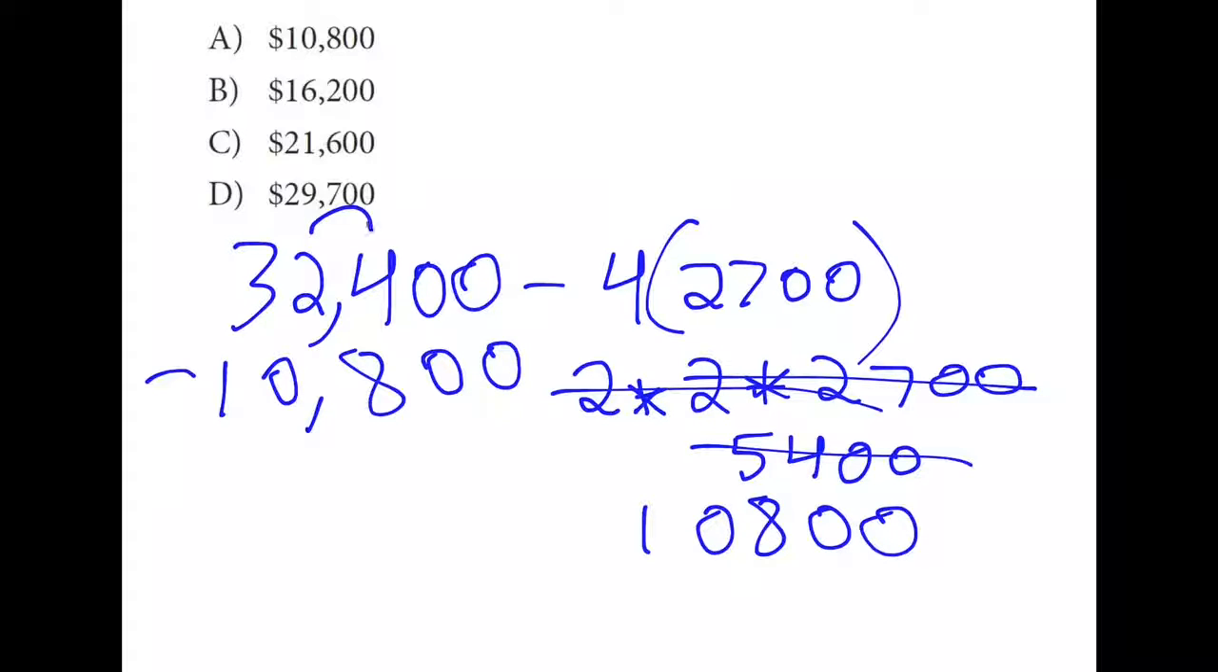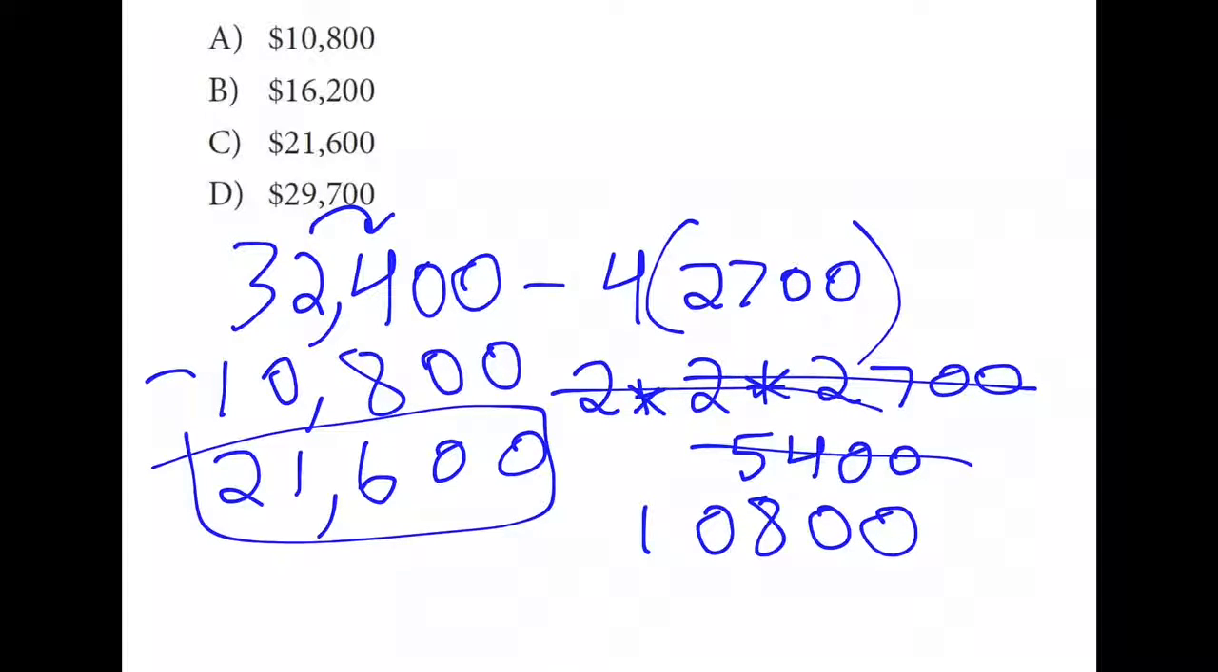We borrow from the 1 to get 14 minus 8 is 6. This stays 1, and this becomes a 2. There's our final answer, 21,600.